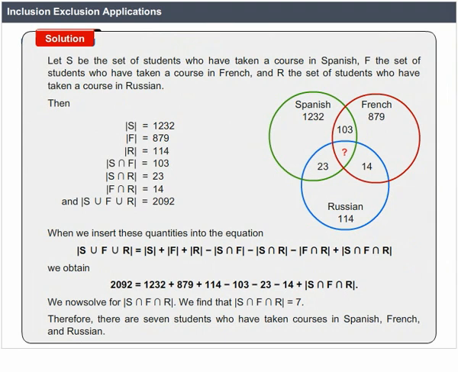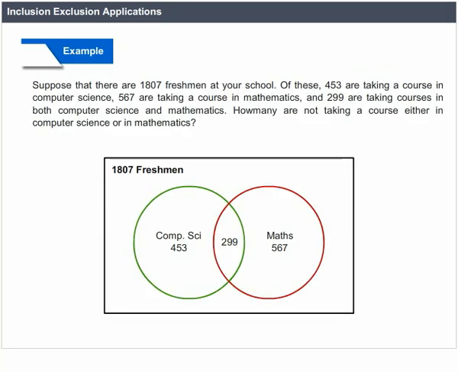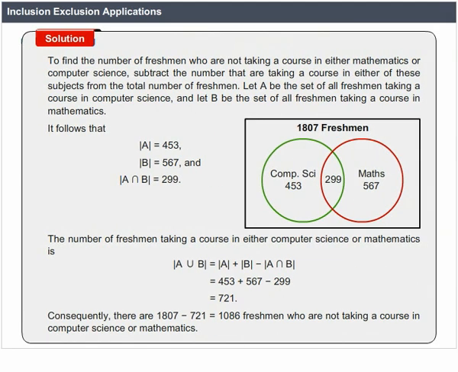Suppose that there are 1807 freshmen at your school. Of these, 453 are taking a course in computer science, 567 are taking a course in mathematics, and 299 are taking a course in both computer science and mathematics. How many are not taking a course either in computer science or in mathematics? Solution: to find the number of freshmen who are not taking a course in either mathematics or computer science, subtract the number that are taking a course in either of these subjects from the total number of freshmen.